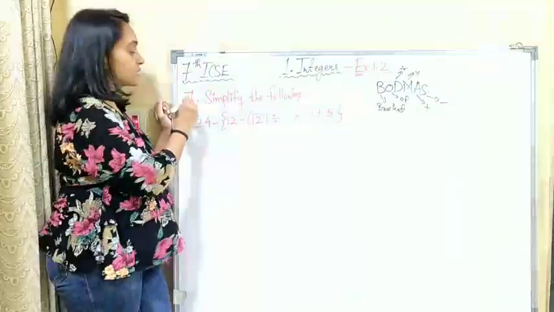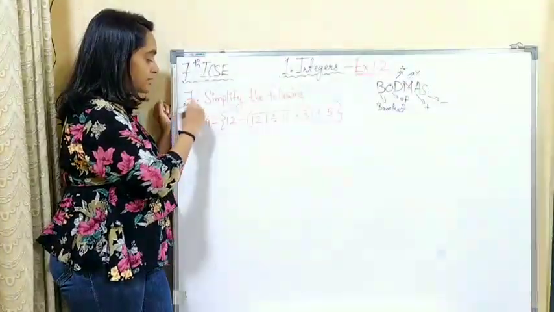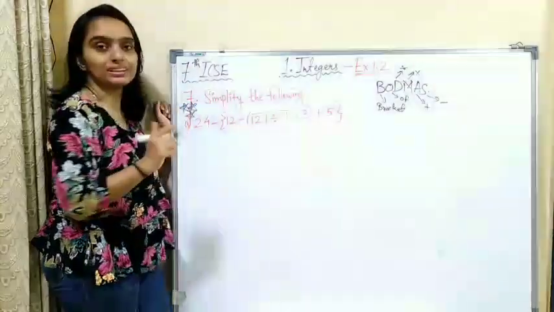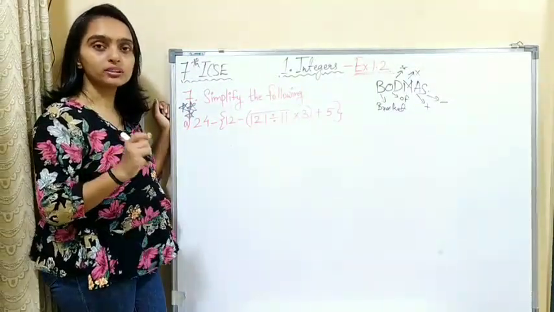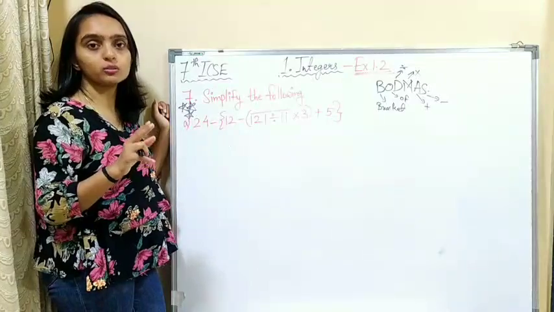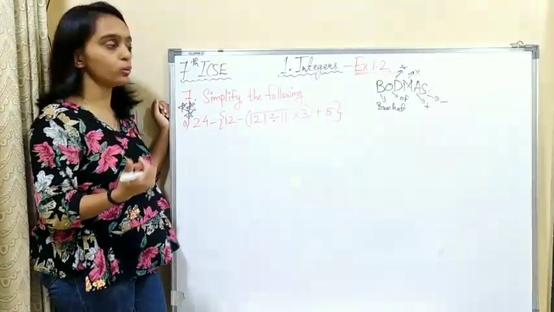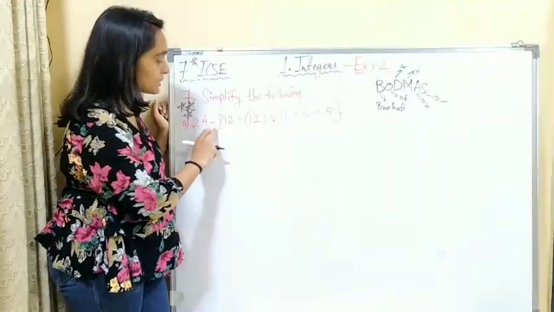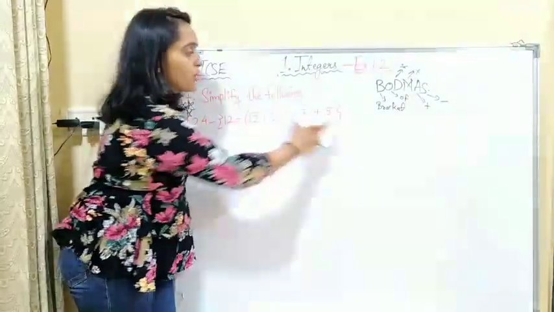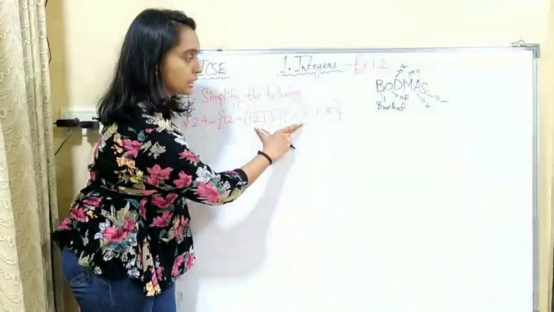Star mark this, as these questions are very important. There are total 5 questions, out of which I am going to do 3 sums, and the rest two you have to do on your own. So pay attention. 24 minus this, again you have a curly bracket, then you have the inner bracket.